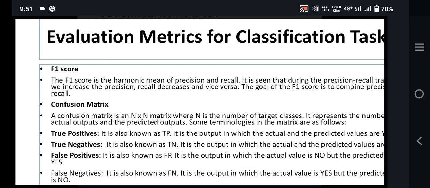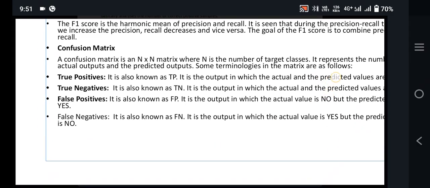The next evaluation metric is the confusion matrix. It is an n cross n matrix where n is the number of target classes. It represents the number of actual outputs and the predicted outputs. Terminologies used in the matrix are true positives, true negatives, false positives, false negatives.